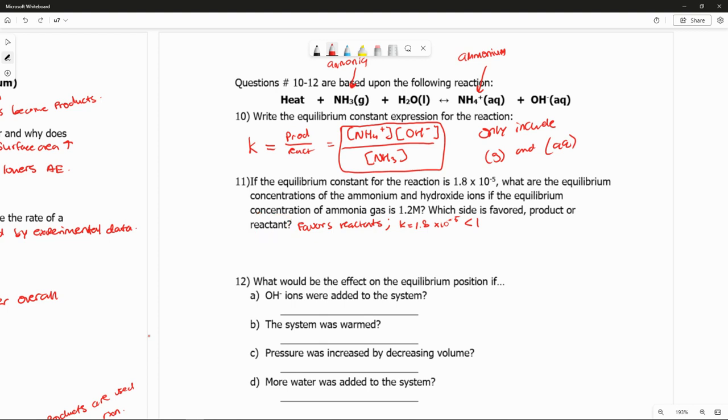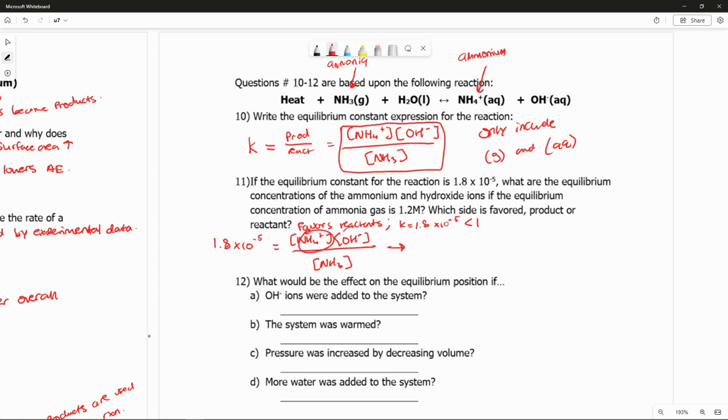All right, so if our equilibrium constant is 1.8 times 10 to the negative 5, we can just grab what we wrote here and put it below. So K in this scenario is this, and this is equal to this. Therefore, 1.8 times 10 to the negative 5 is equal to the concentration of NH4 times the concentration of OH all over the concentration of NH3.